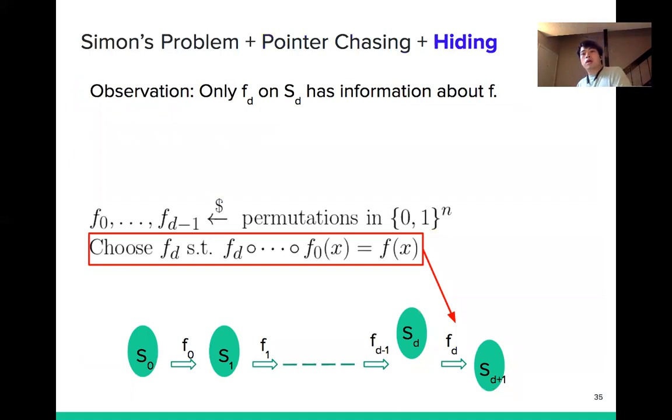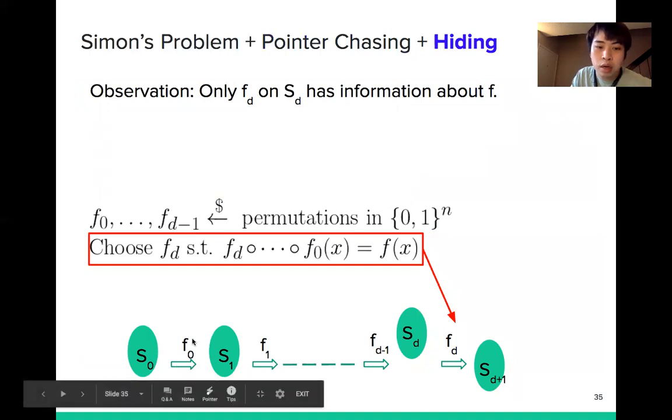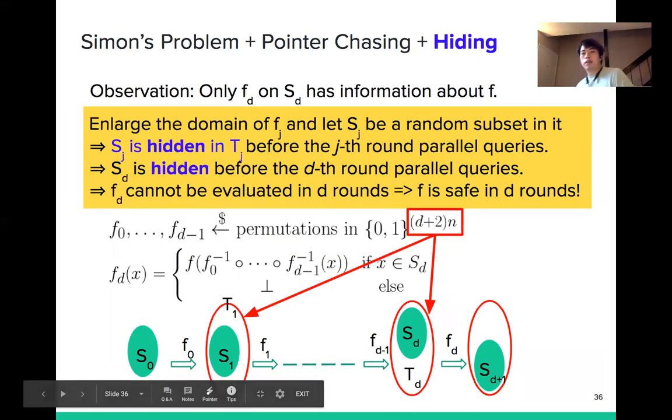Okay, now the third idea is that we have observed from our construction that only fd on Sd has information about f, right? So here f0 to fd minus 1 are just random permutations, and only fd has information about f. So we try to hide fd. So the idea is just to hide fd. We call this idea hiding. So how do we hide fd?